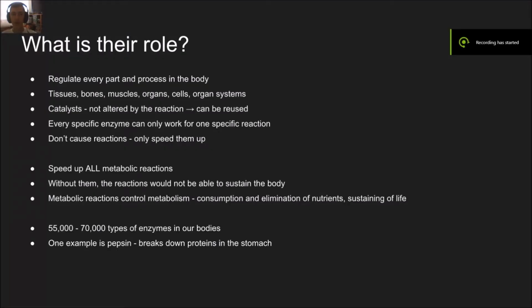So what is their role? They regulate every part and process in the body. This includes tissues, bones, muscles, organs, cells, and even whole organ systems. They are catalysts, which means that they are not altered by the reaction. Therefore, they can be reused.